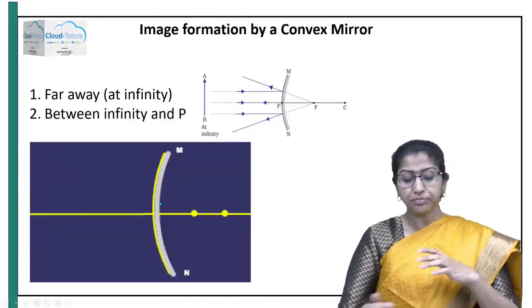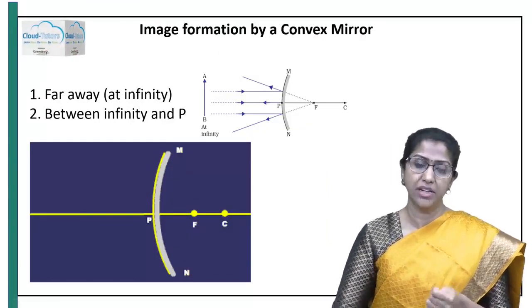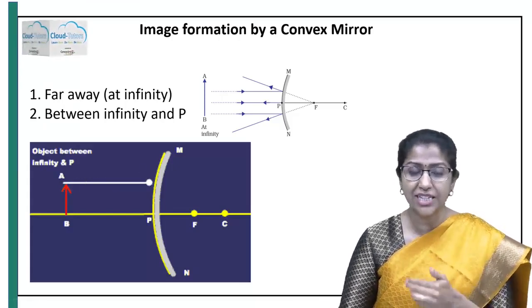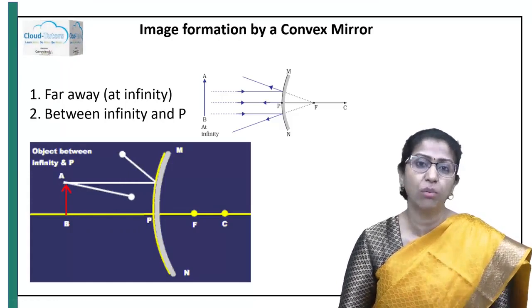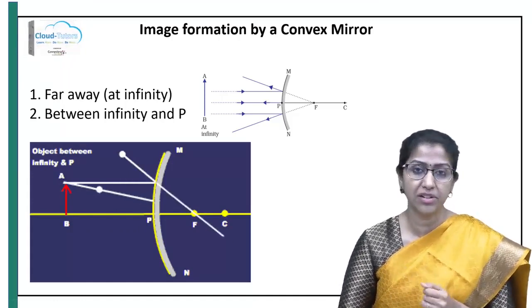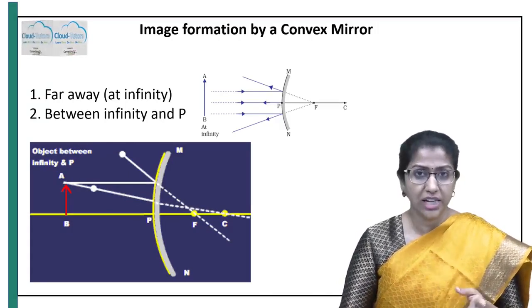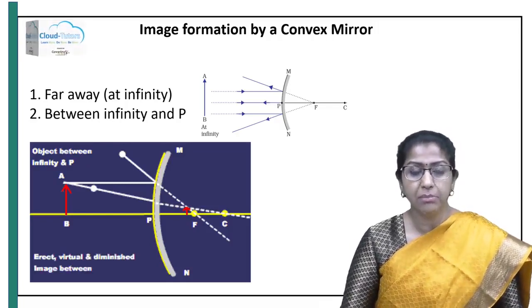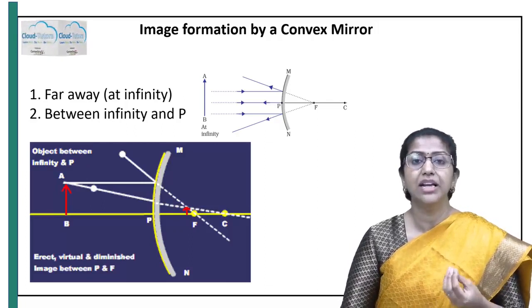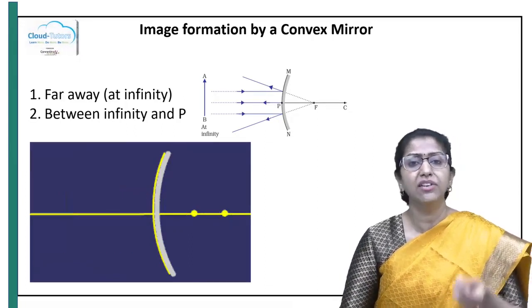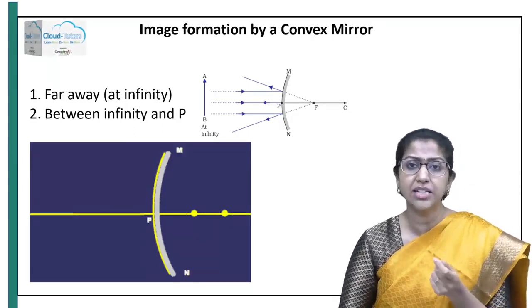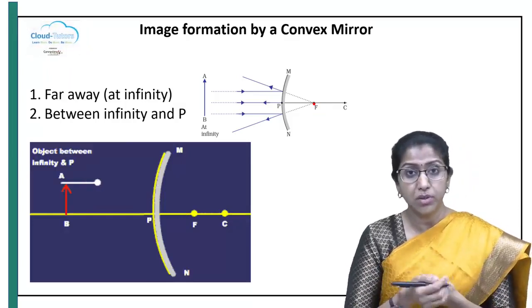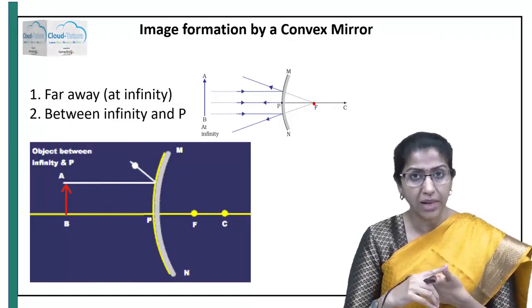Now, when it comes to convex mirrors, once you have learned your concave mirror cases, it must be a cakewalk for you to understand the convex mirror cases. There are only two cases in convex mirrors. When we keep the object quite far away from the mirror, it only forms an image which is virtual, erect, and very diminished, that is a point-sized image at focus. Where is the position of the image in the first case? It is formed at focus.